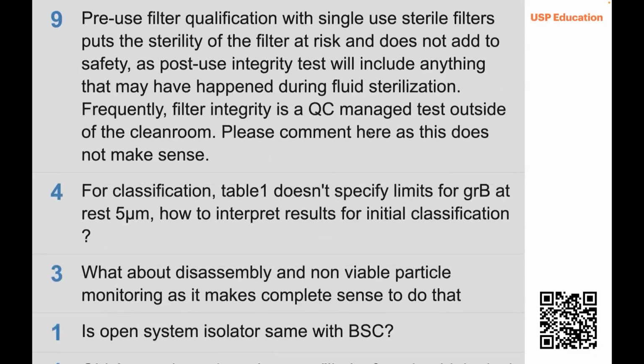Pre-use filter qualification: single-use sterile filters put the sterility filter at risk and do not add safety, as opposed to integrity testing, which includes anything that may have happened during fluid sterilization. Frequently, filter tests are managed by QC outside the clean room, which does not make sense. Yeah, I would agree. PUPSIT has been very controversial. I'm not really a fan of PUPSIT. I've seen very few processes that would benefit from this.